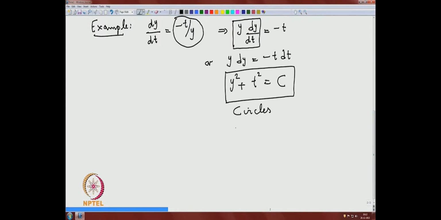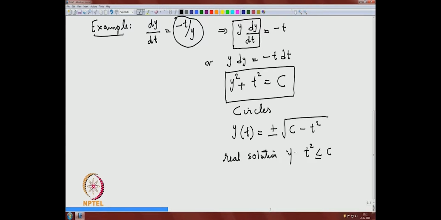So, if you are trying to solve this equation, it is not possible to solve uniquely. So, you will have different solutions and you have to understand. So, y of t, if you write it, this will be plus or minus square root of c minus t square, and if you want to have a real solution, then t square has to be less than or equal to c. So, you see 0 less than or equal to t square less than or equal to c. That shows that the solution exists for mod t less than or equal to root c.